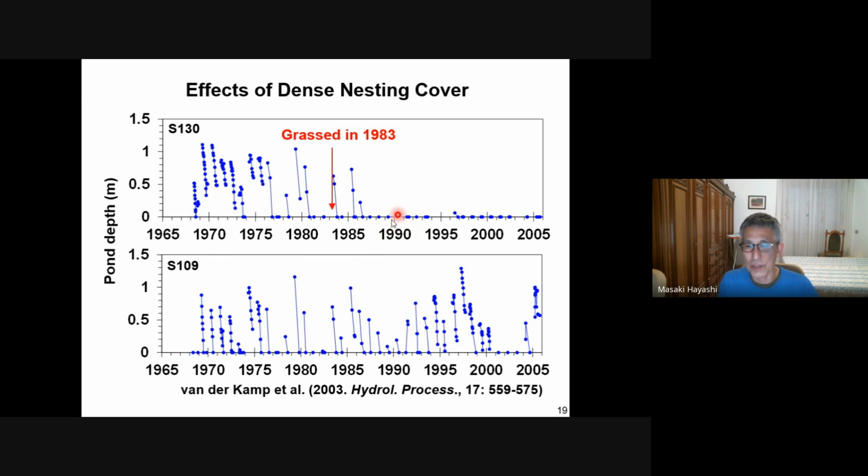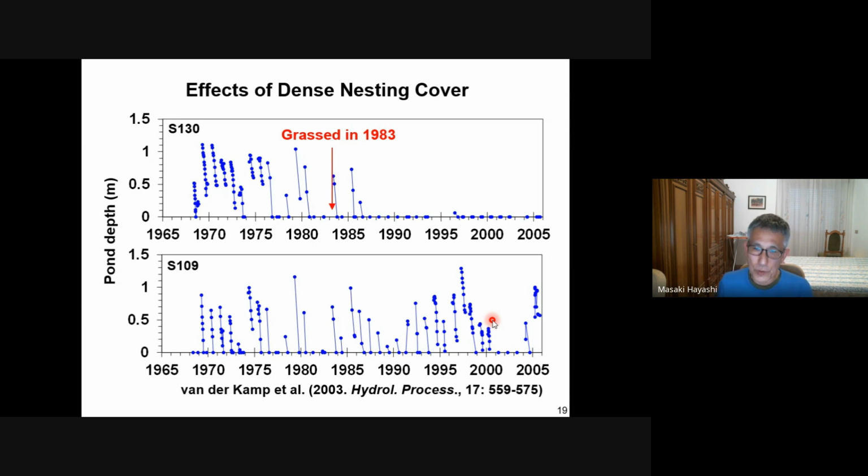There was a dry period in the early 90s. For 130, there's no more pond. No more pond means there's no runoff from the catchment. This grassing of the catchment basically stopped the production of runoff. Whereas the other catchment was cultivated, so there continued to be runoff, so there are ponds. So this is another take-home point: well-intended ecological intervention can completely fail unless it considers hydrology as part of the intervention.